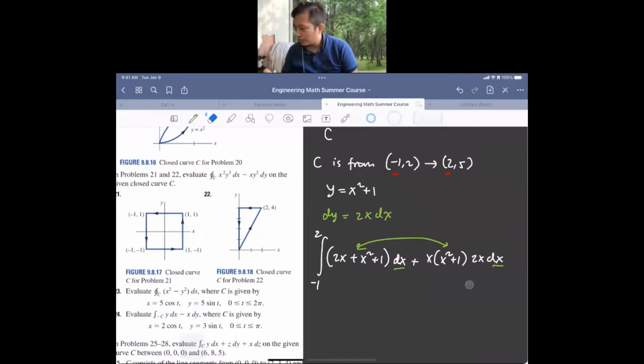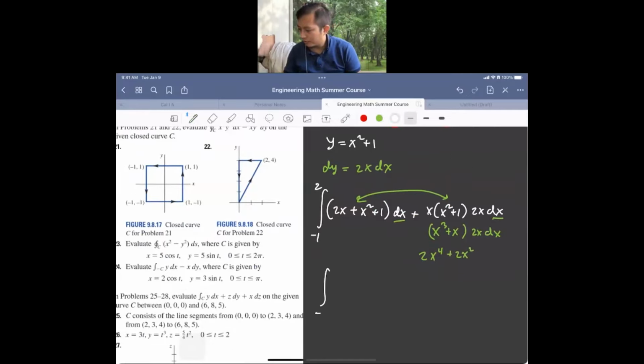Oh, wait. Maybe this is not... let me multiply first. This is 2x dx. I think this will be better. So 2x^4 plus 2x squared. Okay, so the integration will be 2x^4. Let me arrange from the highest to lowest: 2x squared plus x squared becomes 3x squared, plus 1, plus 2x plus 1. So.